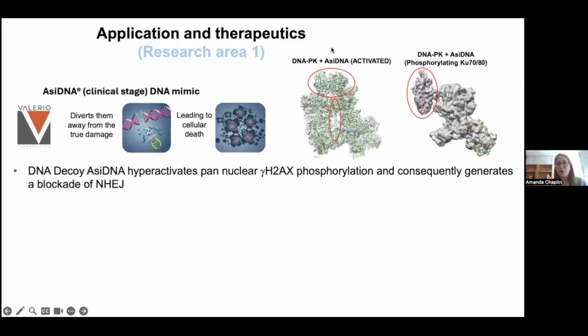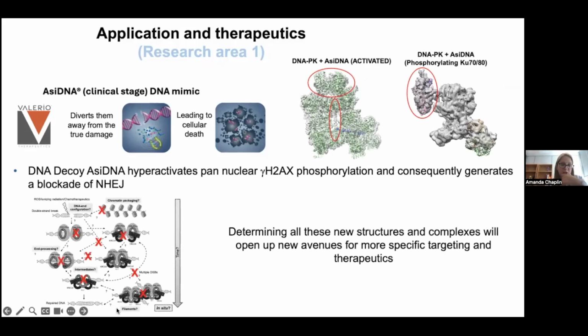We've done a little bit of structural work, but this is still ongoing, trying to look at how these DNA mimics actually bind to DNA-PK. And we've seen with one of them how it can actually activate the enzyme. The idea is that if we can trap all these structural intermediates and map this entire mechanism, then hopefully that will open up the avenue for development of more specific therapeutics and targeting.